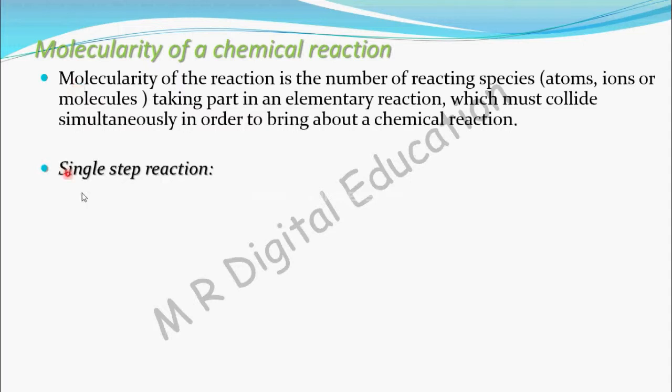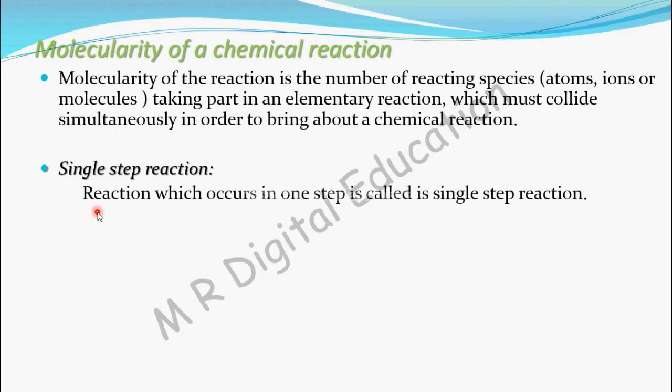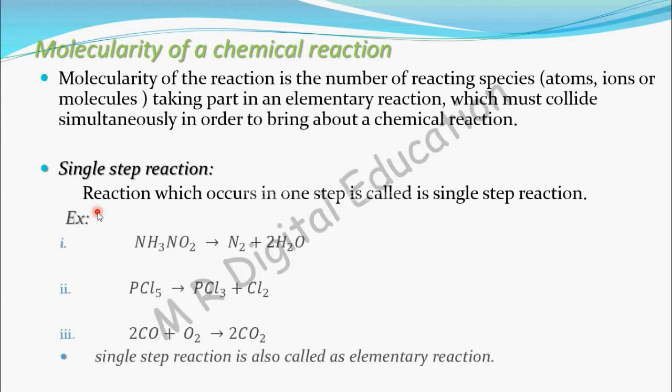Single step reaction. A reaction which occurs in one step is called a single step reaction. Examples are these. In this reaction, NH4NO2 gives N2 plus 2H2O. This reaction occurs in only one step. This reaction also occurs in only one step: 2CO plus O2 gives 2CO2. So a reaction which occurs in a single step is called a single step reaction.